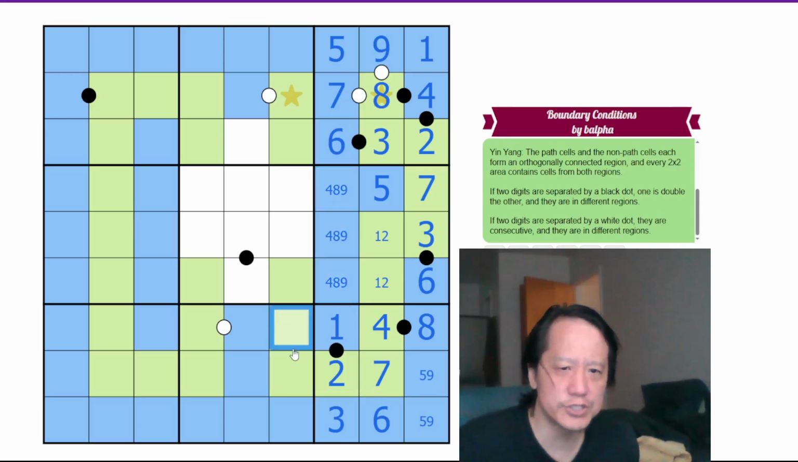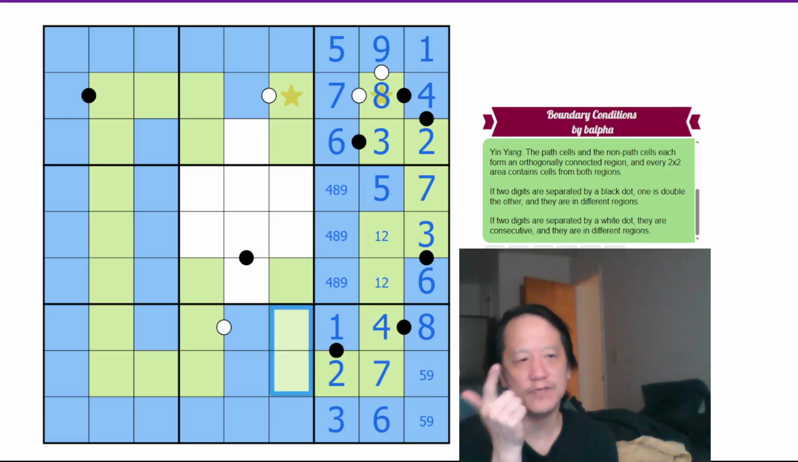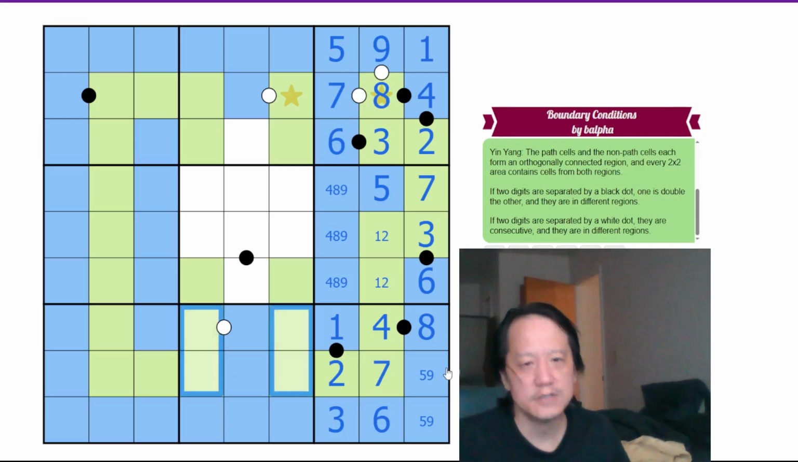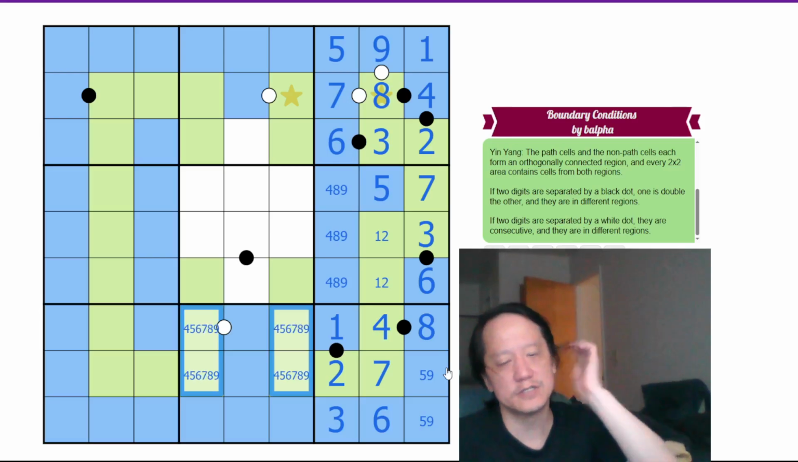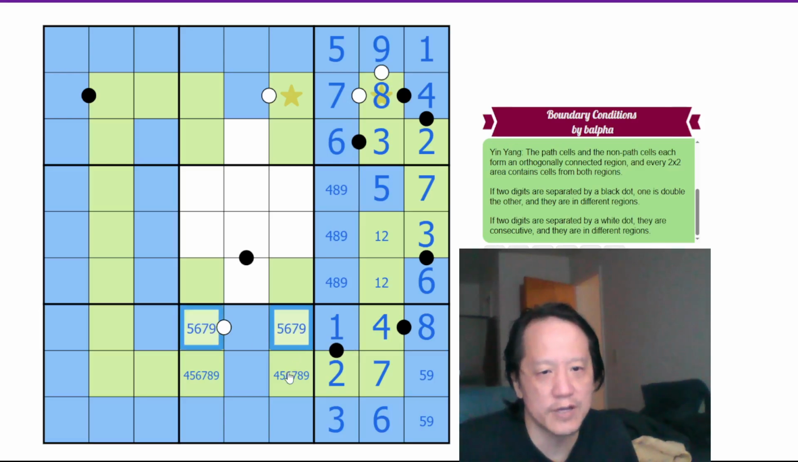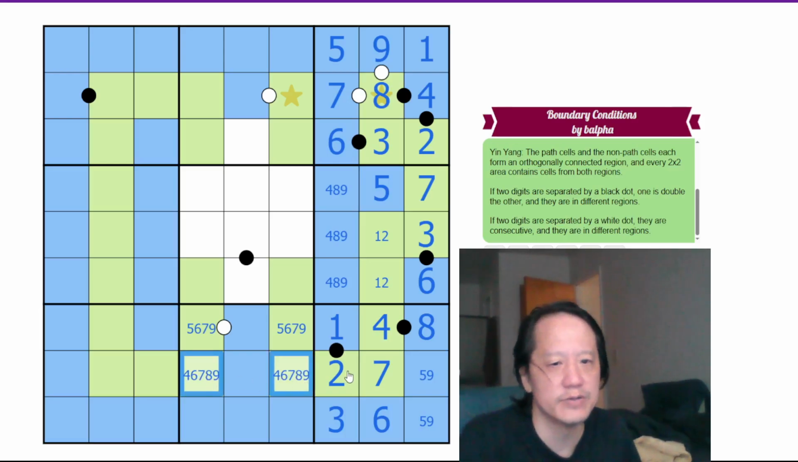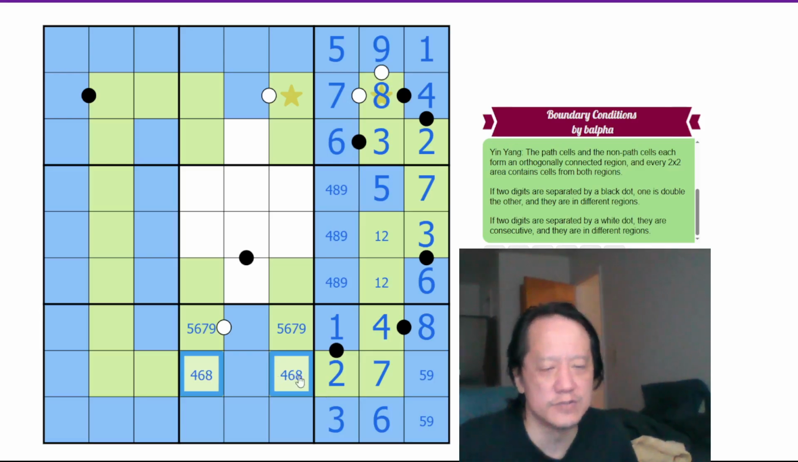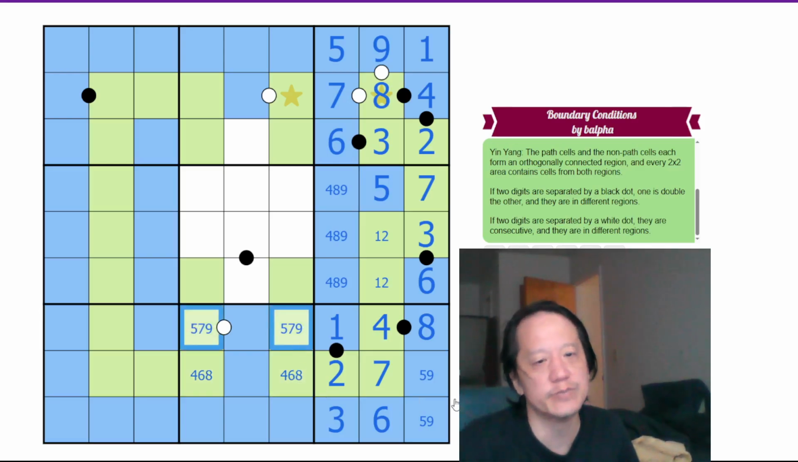We have 2 digits here adding up to 13. The possibilities are 4, 9, 5, 8, and 6, 7. And it's the same with this. So we have 4, 9, 5, 8, or 6, 7 there. 4 and 8 can't be in these digits because of 4, 8 in the row. That eliminates 9 here and 5 here as possibilities. 7 cannot be here because of 7's in the row. That eliminates 6 here as possibilities.